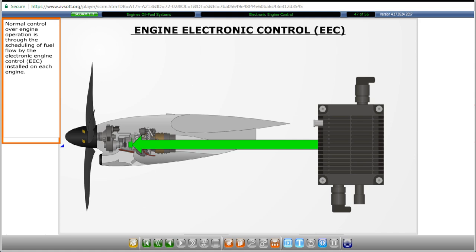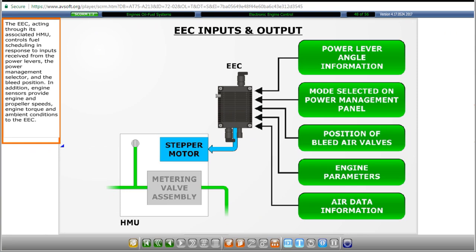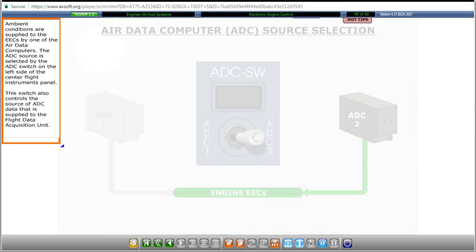Normal control over engine operation is through the scheduling of fuel flow by the electronic engine control installed on each engine. The EEC, acting through its associated HMU, controls fuel scheduling in response to inputs received from the power levers, the power management selector, and the bleed position. In addition, engine sensors provide engine and propeller speeds, engine torque, and ambient conditions to the EEC.